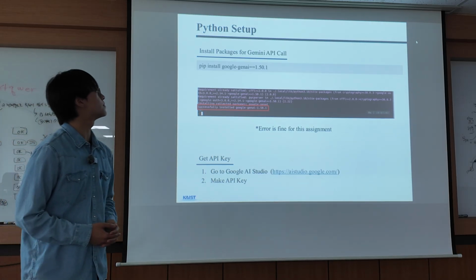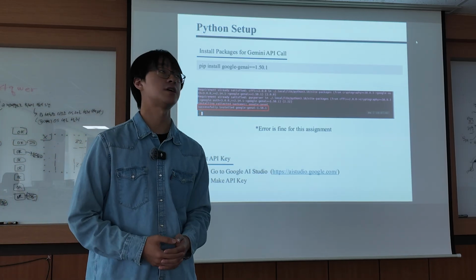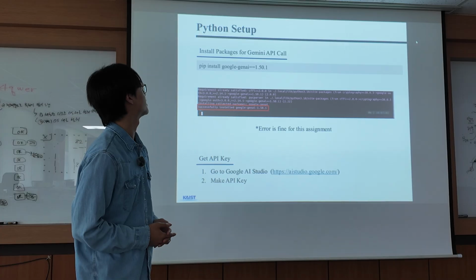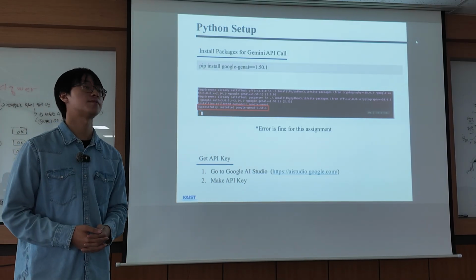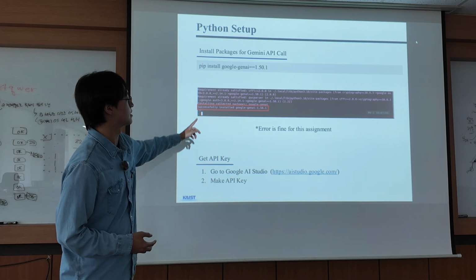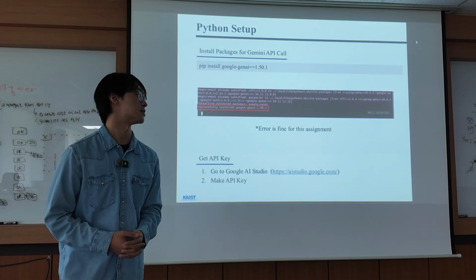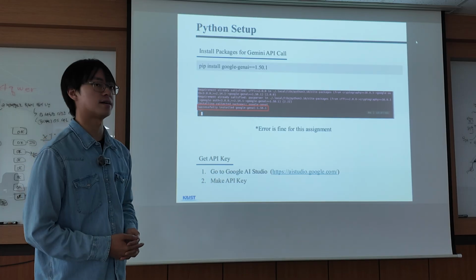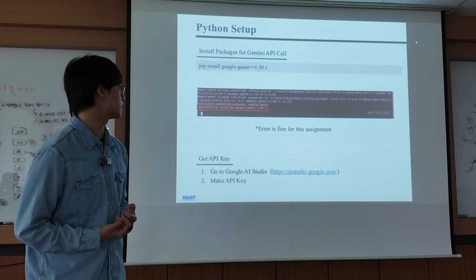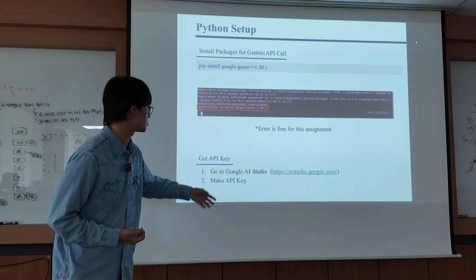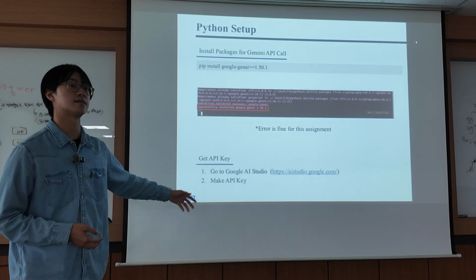So first of all, for calling the Gemini API, we should install this Google Gen AI package following those lines, and that error can occur, but that is fine. And to get an API key, we should log in and use our account information. You should go to Google AI Studio and then make an API key.